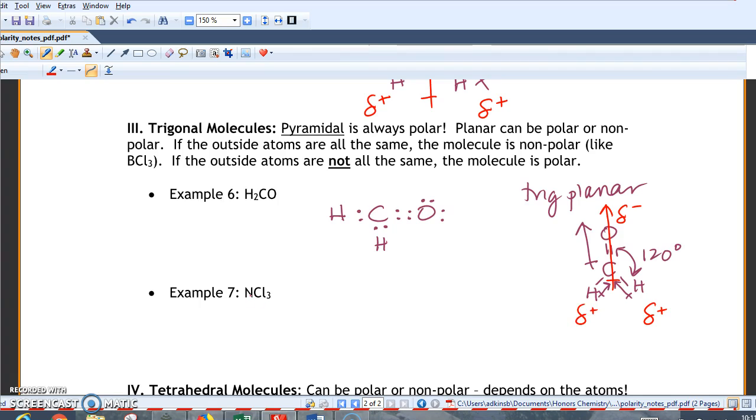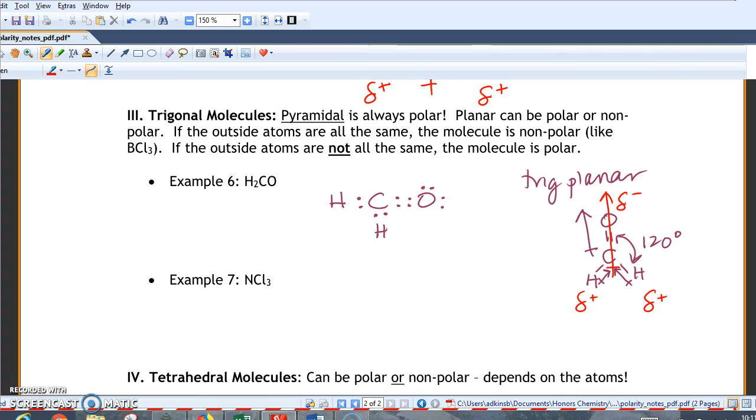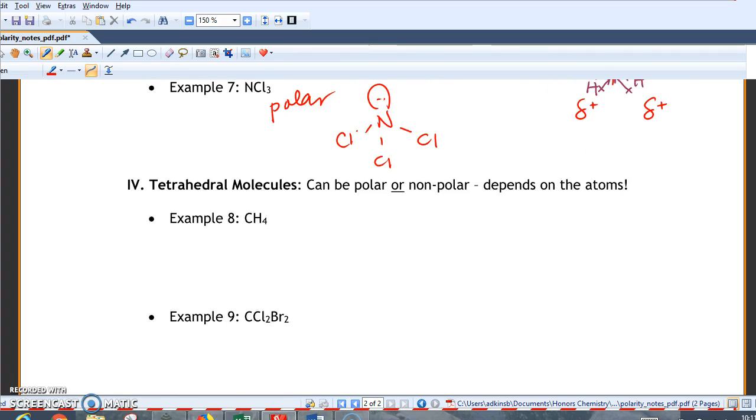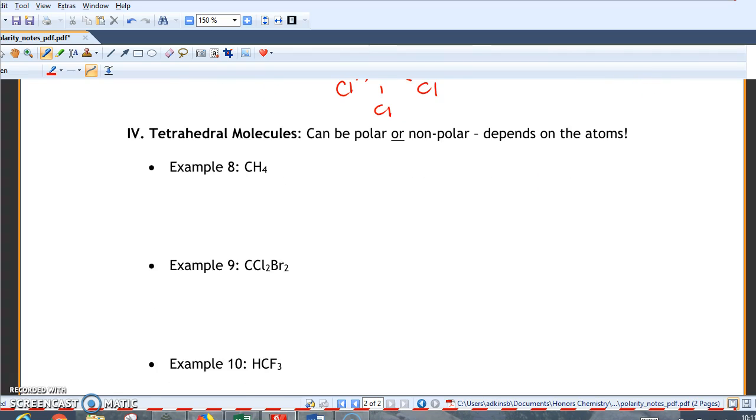Just for time's sake, we'll skip NCl3, but with that lone pair on the nitrogen, this would be polar because it is trigonal pyramid. Okay. All right, so tetrahedral can be polar or nonpolar. It depends on the atoms. So again, we're going to look at symmetry.